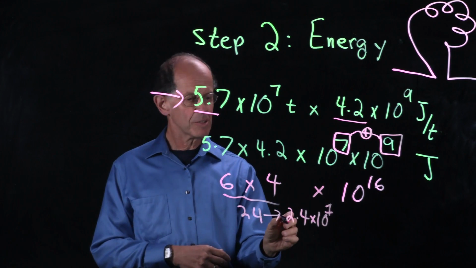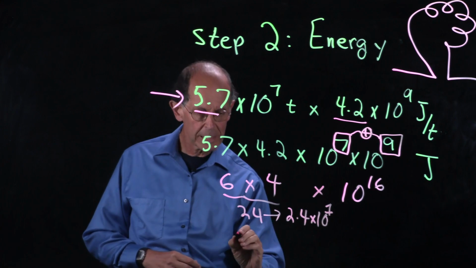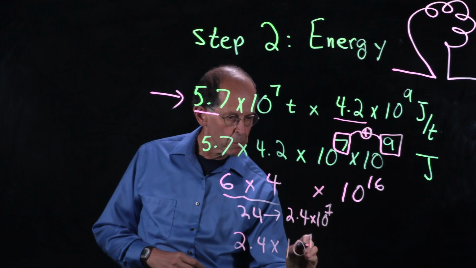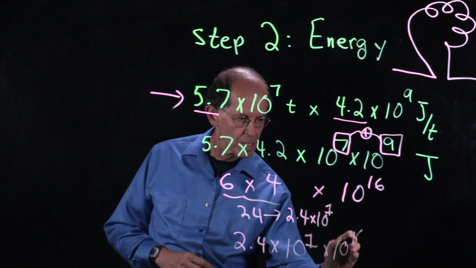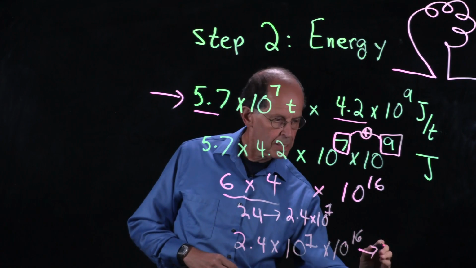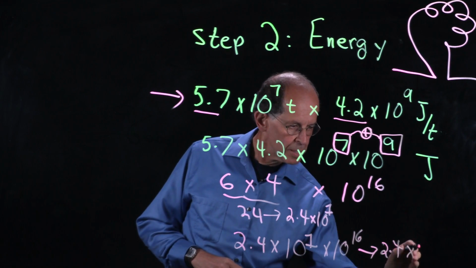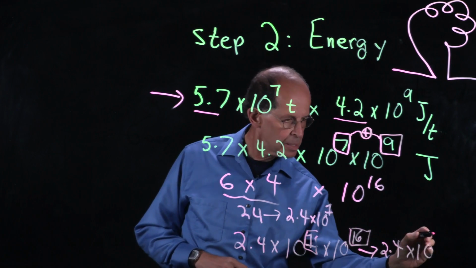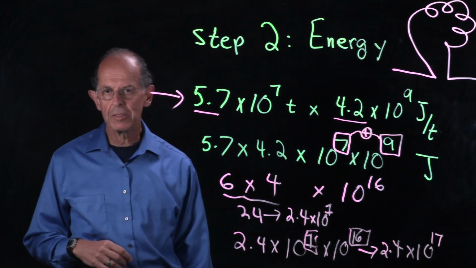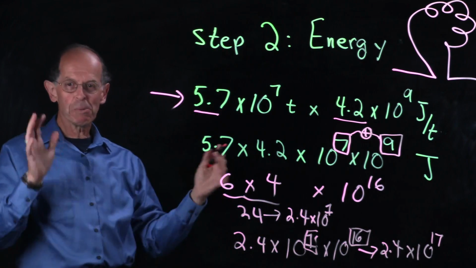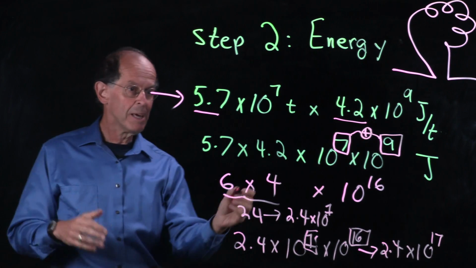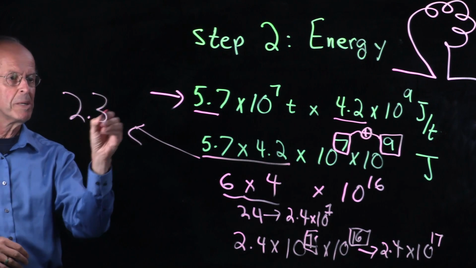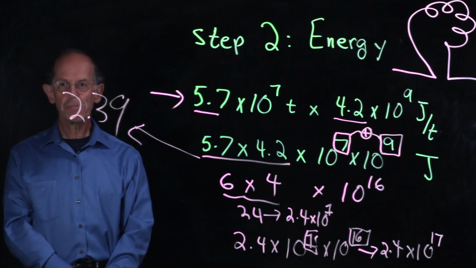We write 24 as 2.4 times 10 to the power 1, and we get 2.4 times 10 to the power 1 times 10 to the power 16, which gives me 2.4 times 10. Add exponents again. 1 plus 16. 2.4 times 10 to the 17. You say, well, wait a minute, you approximated it. What is it really? Well, if we actually go to a calculator and do this, we'll get 2.39. Pretty good for approximation, eh?